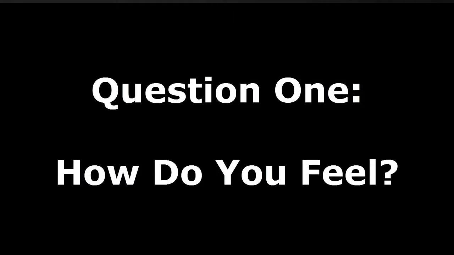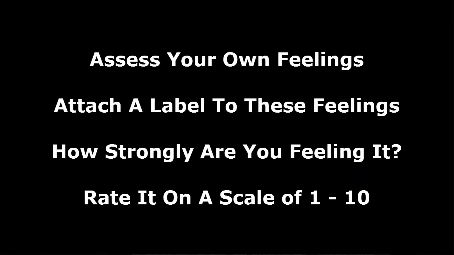Question 1, how do you feel? Assess your own feelings before you meet somebody of some importance to you, and then attach a label to these feelings so you've got a clear indication of your emotional state. And then consider how strongly you are feeling this emotion and become aware of the intensity, and perhaps rate it on a scale of 1 to 10.